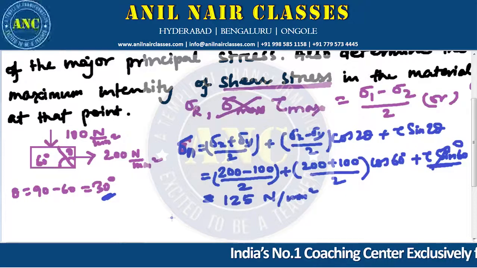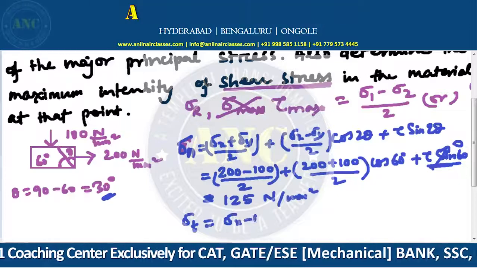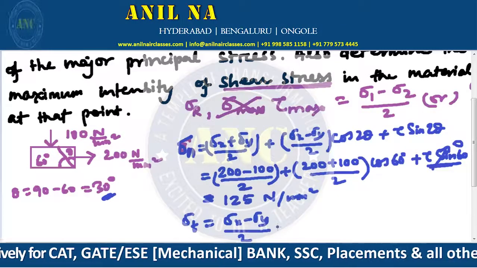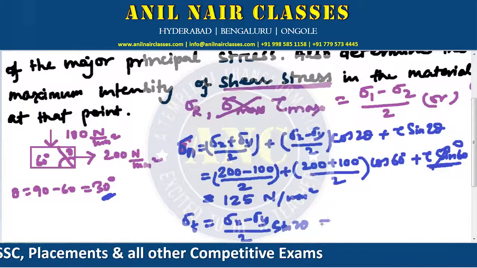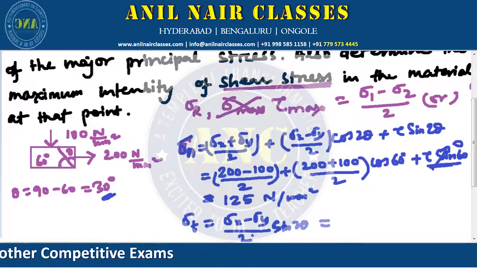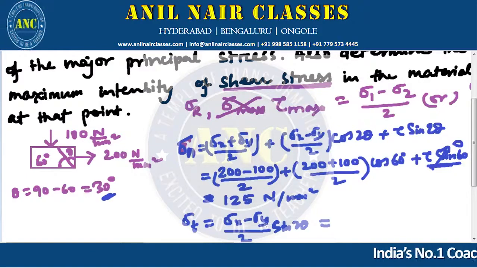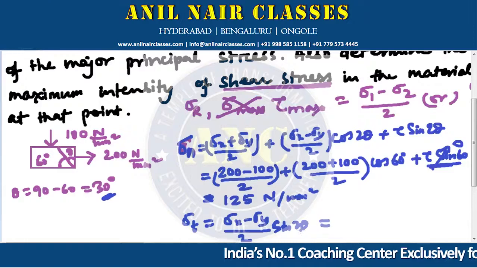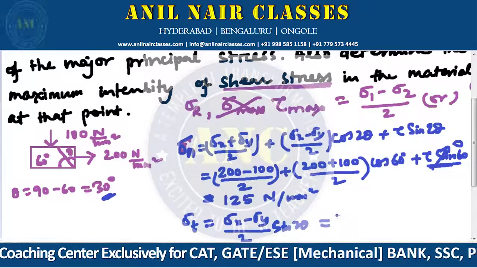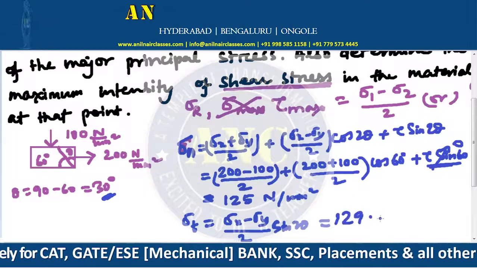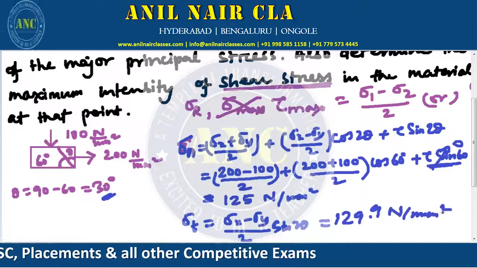Similarly, when we calculate sigma t, what will be sigma t? This is (sigma x minus sigma y) by 2 sin 2 theta minus tau, but tau is going to be 0, that's why we are going to calculate only this, where sigma x is 200, sigma y is minus 100, and theta is 30 degree, so sin 60. When we calculate, we'll get this value.